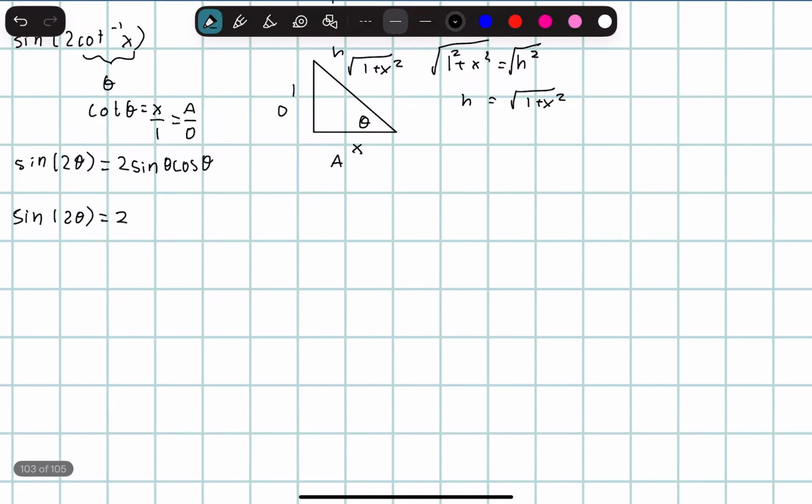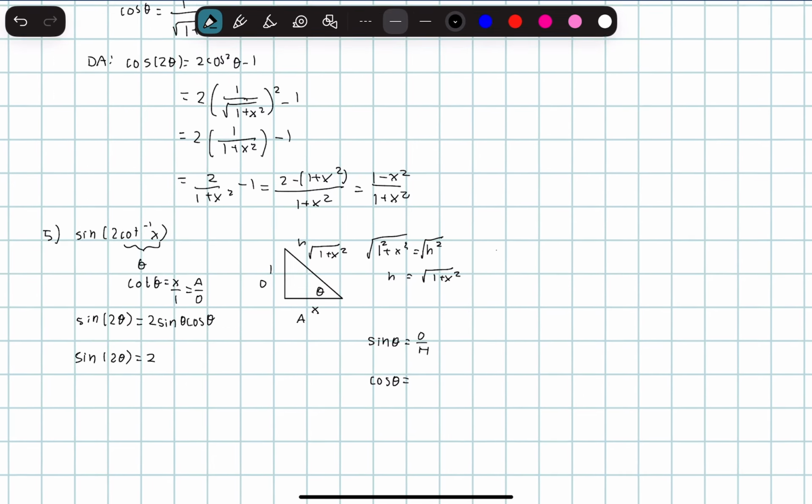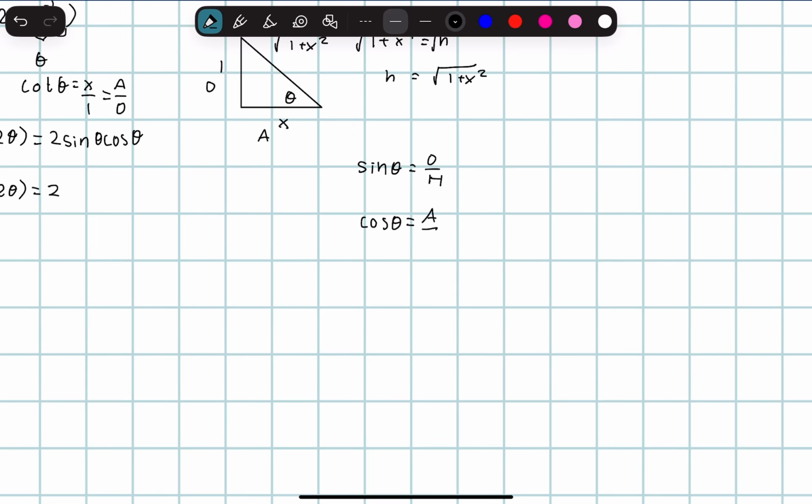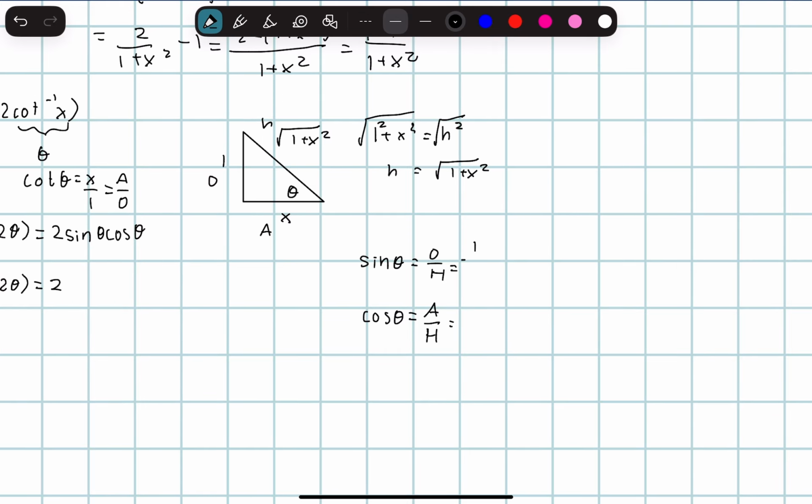Now what is sine of theta? Let's go find sine of theta right now. Sine of theta is equal to opposite over hypotenuse, and cosine of theta is just equal to adjacent over hypotenuse. So the opposite side was just 1, and the hypotenuse is the square root of 1 plus x squared. And the adjacent side is just x, and the hypotenuse is again the square root of 1 plus x squared.